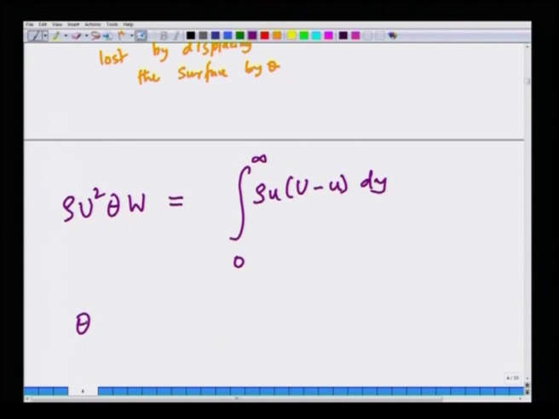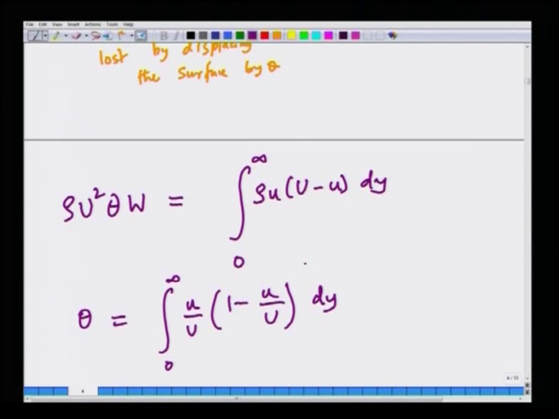Now, therefore, theta is essentially integral 0 to infinity u by capital U times 1 minus u by capital U dy. Again, to remind you, small u is the velocity profile in the boundary layer and capital U is the potential flow velocity profile outside the boundary layer.